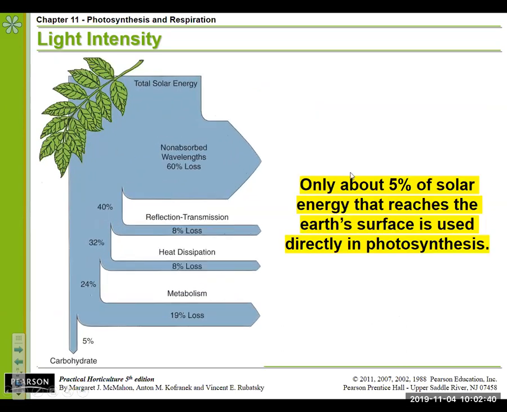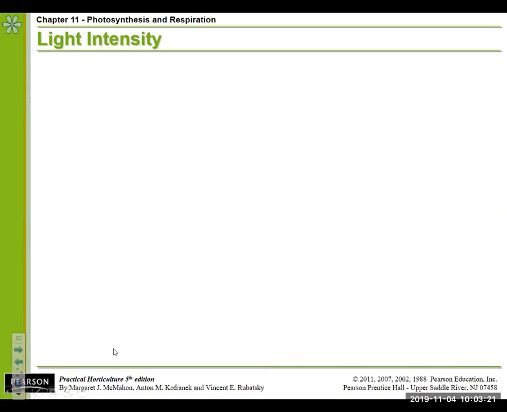Only about 5% of the solar energy that actually reaches the Earth's surface is directly used in photosynthesis. A good portion of it is just lost. Another good portion of it is reflected. And that, basically, is what we're looking at in the greenhouse effect, that carbon dioxide storing those infrared waves, which allows the Earth's surface to heat up. Part of what causes the changes of seasons. So very little of that is actually used in the direct process of photosynthesis.